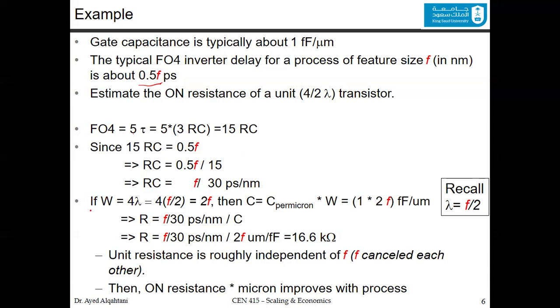Now let's investigate. If W is 4 lambda given by this, meaning it's 4 times F divided by 2, recalling that lambda is equal to the feature size divided by 2, which will in turn be equal to 2F. Then the C will equal the C per micron times W. Now, the C per micron is given to us as 1 femtofarad per micrometer. So it is 1 times the W that we just got, which is 2F, 2 feature size.